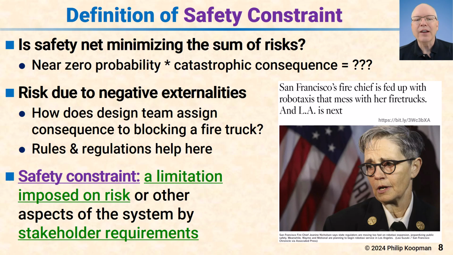A safety constraint is a limitation imposed on risk by some stakeholder other than the system designer. And the idea here is it's not good enough to just minimize net risk. You also have to obey the safety constraints, many of which exist because you do not have the scope of knowledge or the authority to take on risks that have high negative externalities.